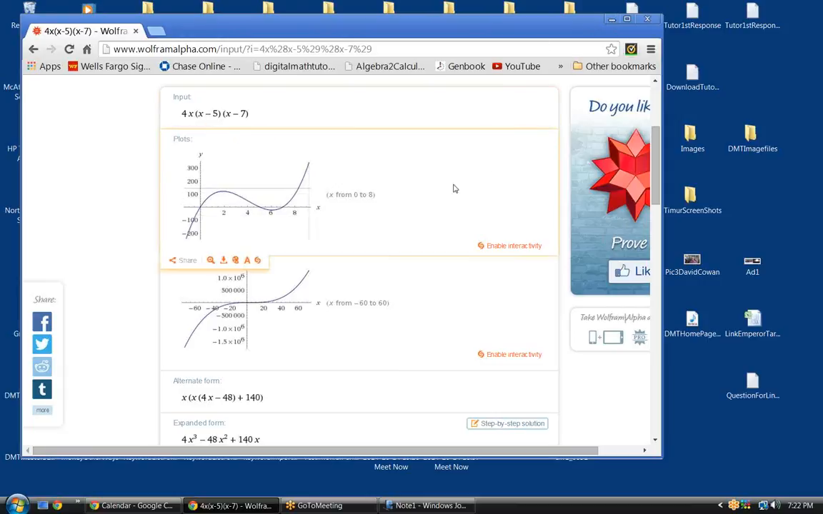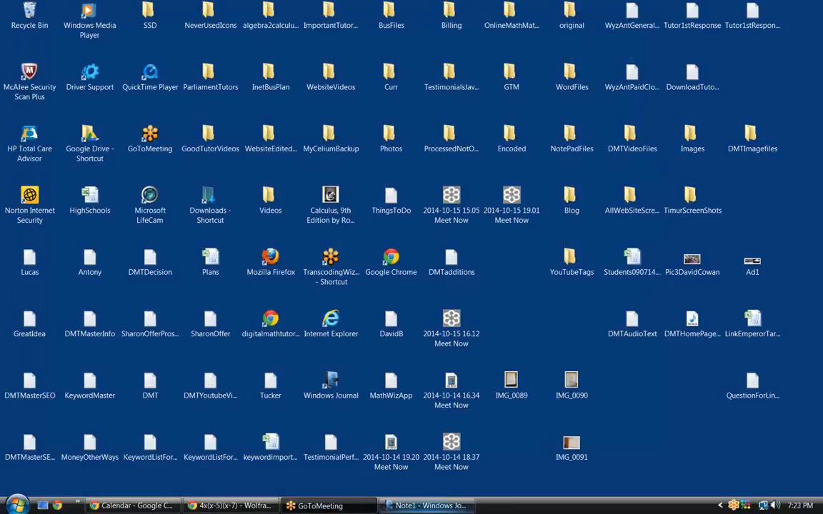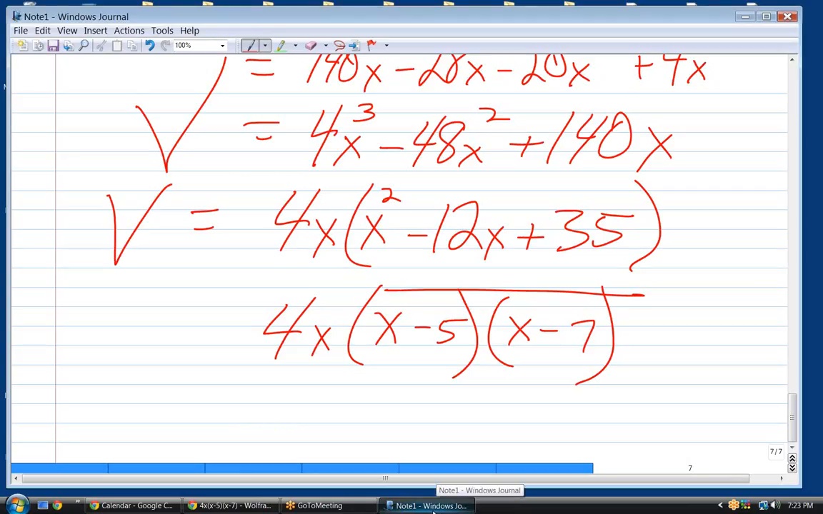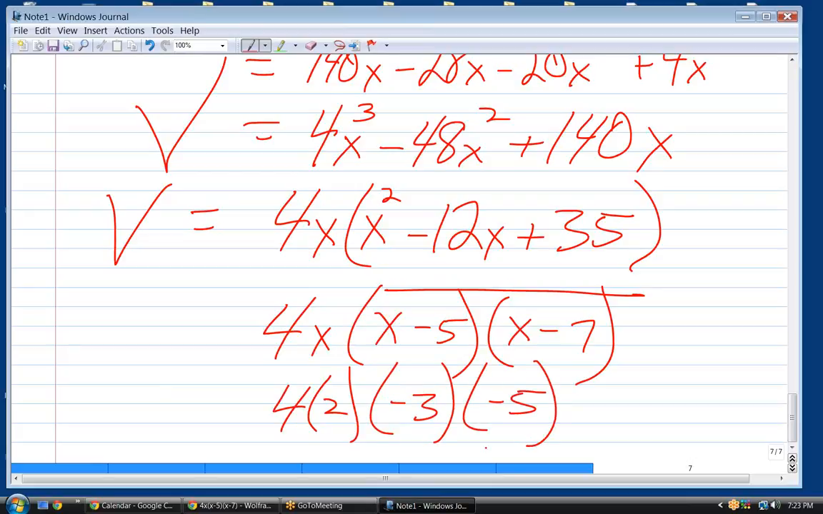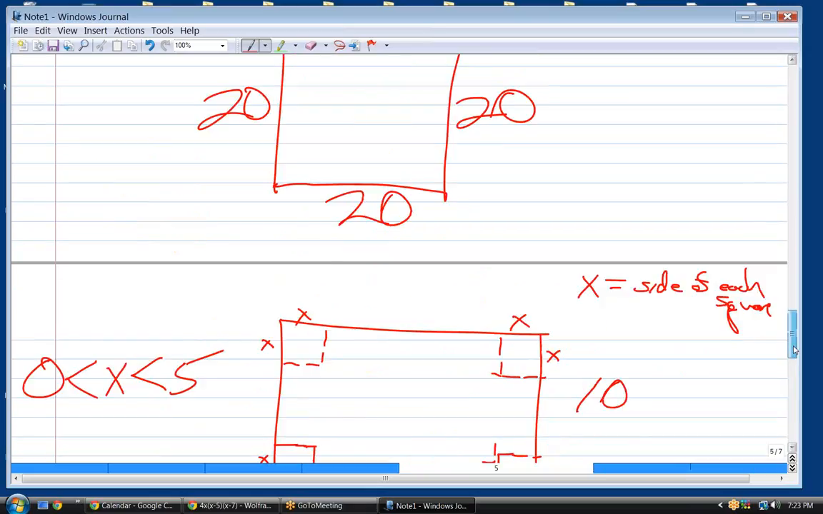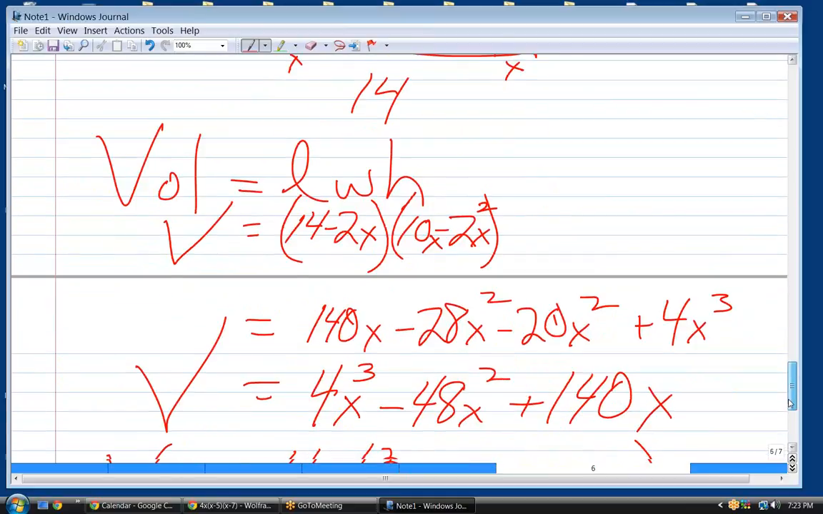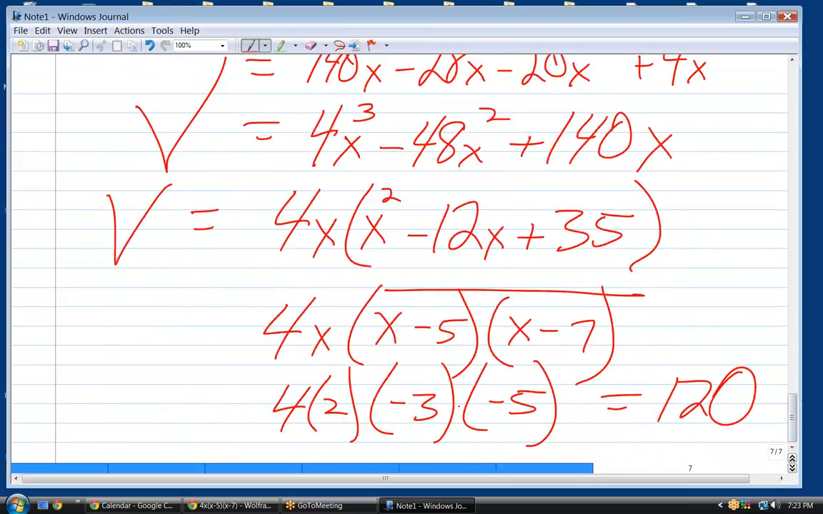Let's see if it really is 2. We can figure out what the volume is when x is 2. Volume is going to be 4 times 2 times 2 minus 5 times 2 minus 7. What is that? That's 8 times 15. That's 120. See, it's hard to tell if that's the maximum. In other words, if I put in 1.9, does that make a bigger number than 120?